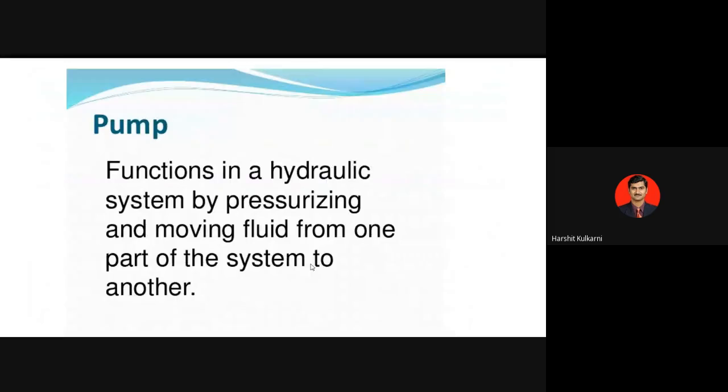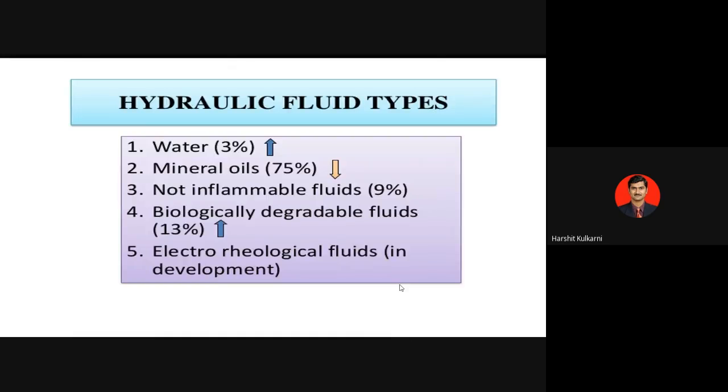Okay. So the functions of each of these control components are as follows. So we have the pump, which is used to move the fluid from one part of the system to another. Okay, it is the heart of the hydraulic system. So what type of hydraulic fluids do we use generally? We had seen this earlier during our lab session. So just highlighting this once again.